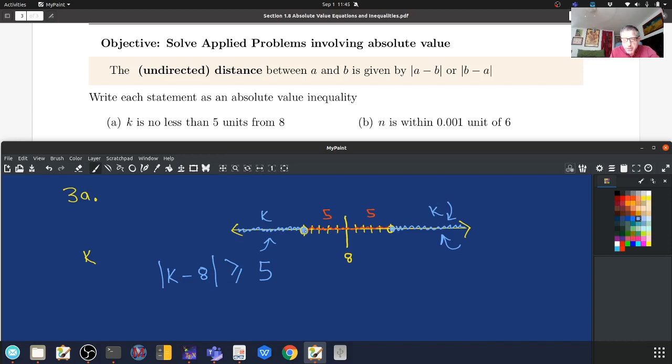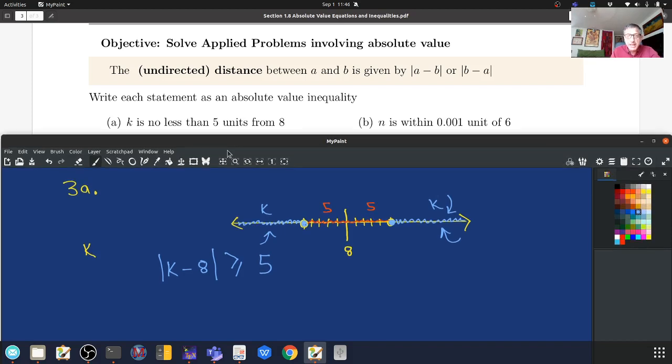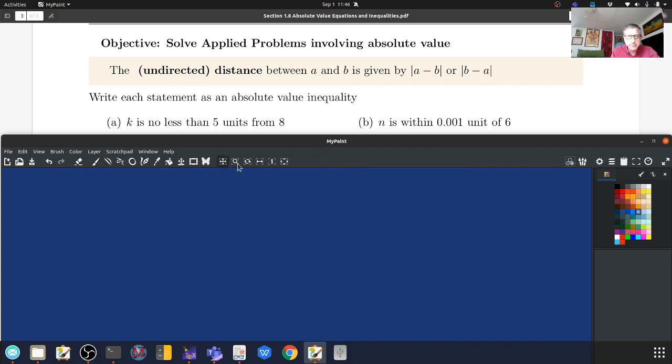So notice that I used the blue rather than the red, because 5 is always less than. So that's kind of a weird conceptual thing, and I don't know any other way than you'll have to think this one. Think it through. And you can use this drawing and this whole explanation as a paradigm. So let's do the next one. 3b, because we're writing each statement as an absolute value inequality.